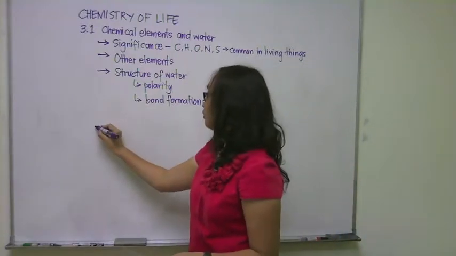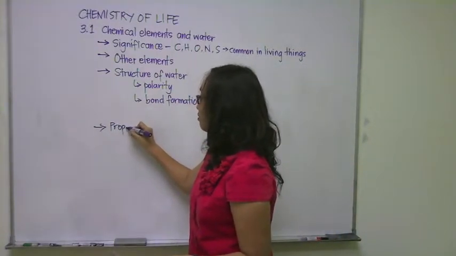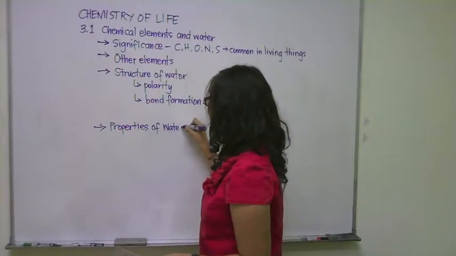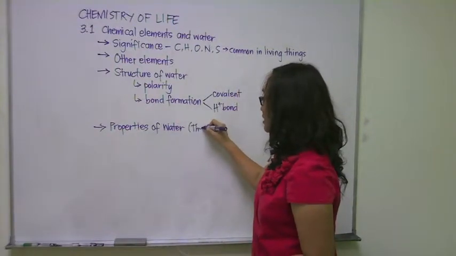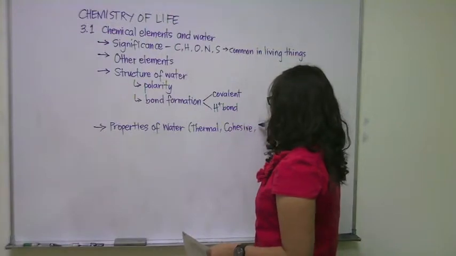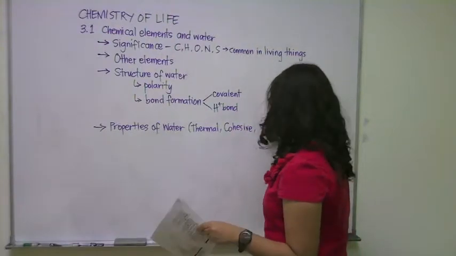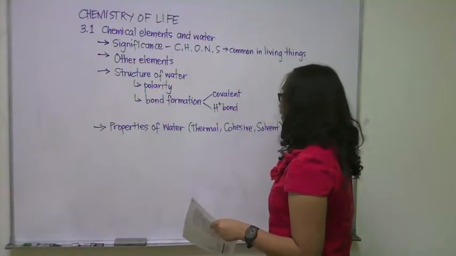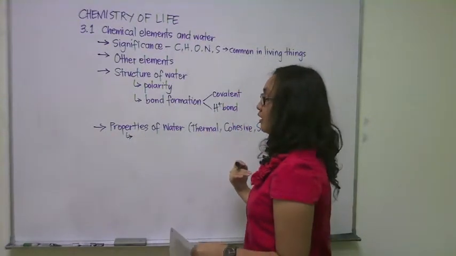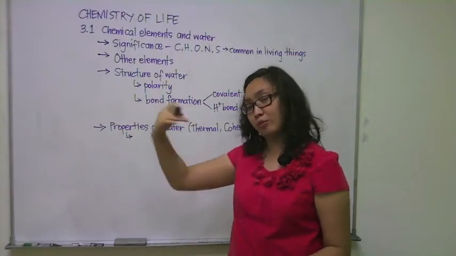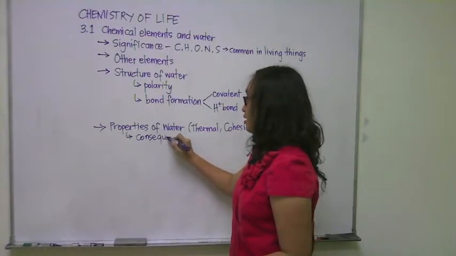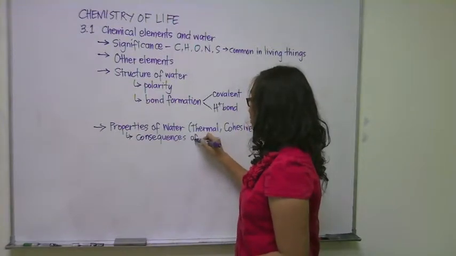We should also include the properties shown by water. This includes the thermal properties, cohesive properties, and solvent properties. Under the properties of water, by explaining the structure of the water molecule and the interaction of a water molecule with other water molecules, you can show the consequences given by the structure.